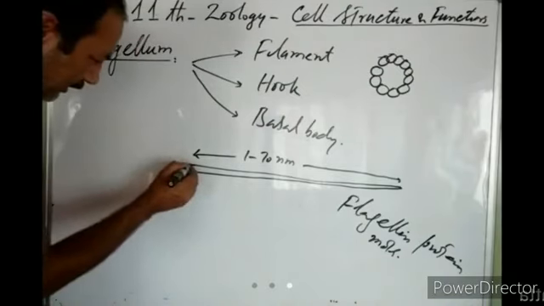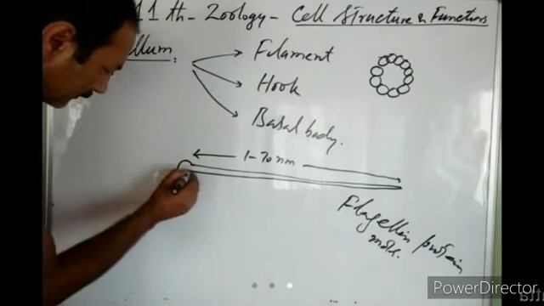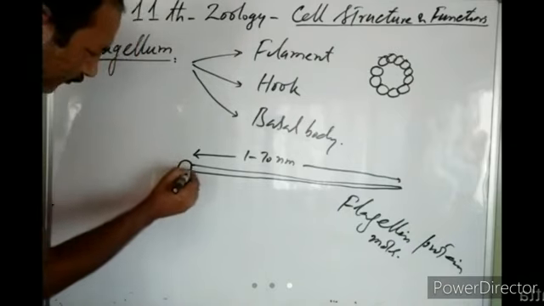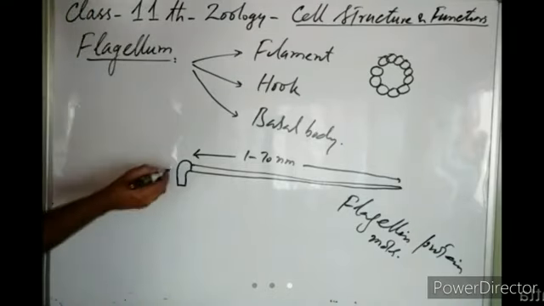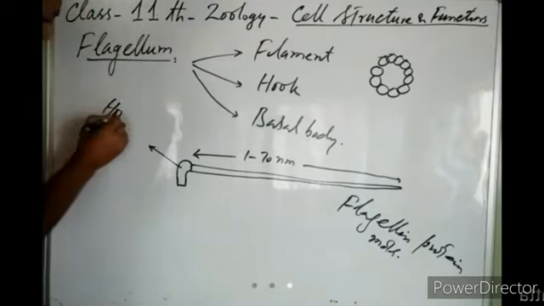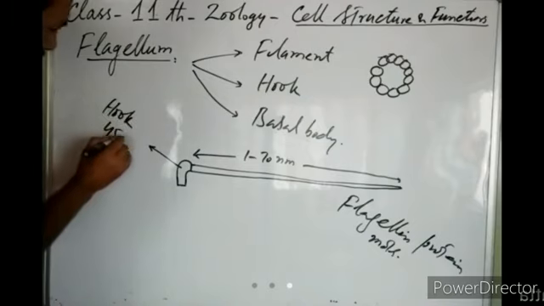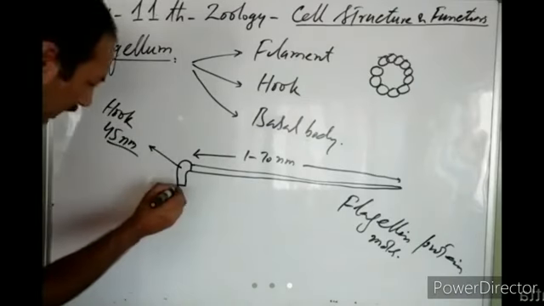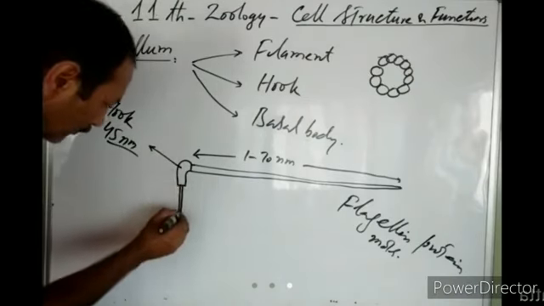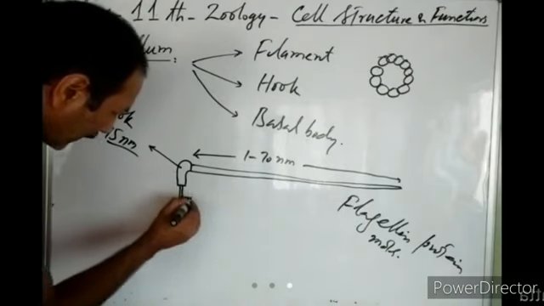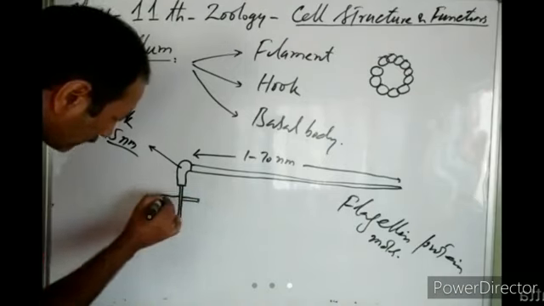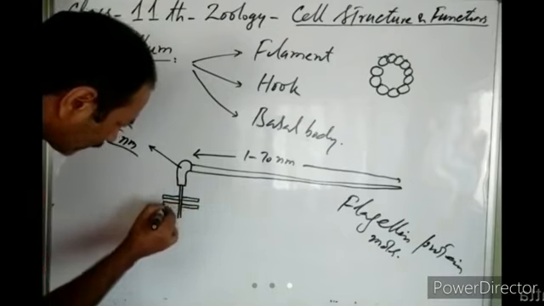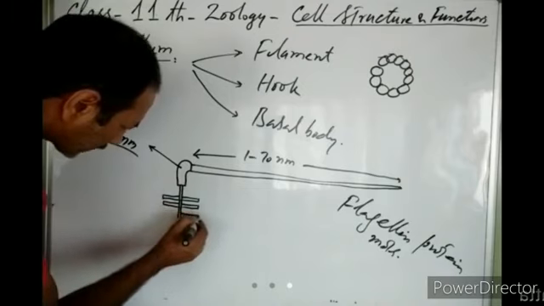Then attached to this filament is a short and curved hook. This hook measures some 45 nanometers in length. Then the hook is attached to a basal body. This basal body is formed of 2 or 4 rings.